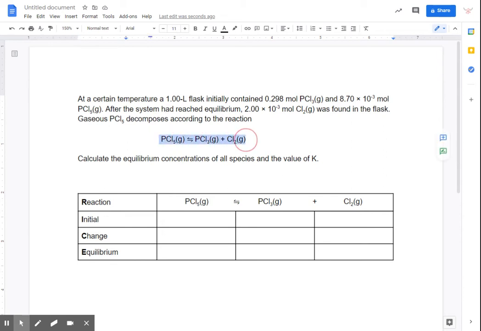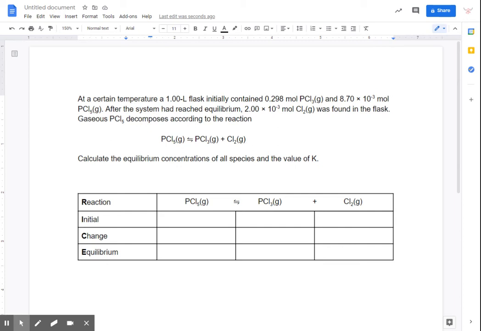So here's our reaction. So what we do is we set up a table like this, and you're going to have to draw these, where you put your reaction up top, and then under each you have 3 columns, or as many columns as you have products and reactants. And you draw what we said, RICE, or ICE: Initial, Change, Equilibrium. So then we fill out this chart based on the information we're given.